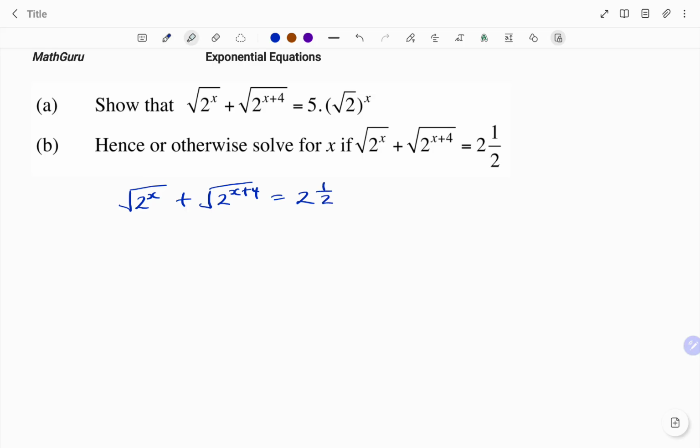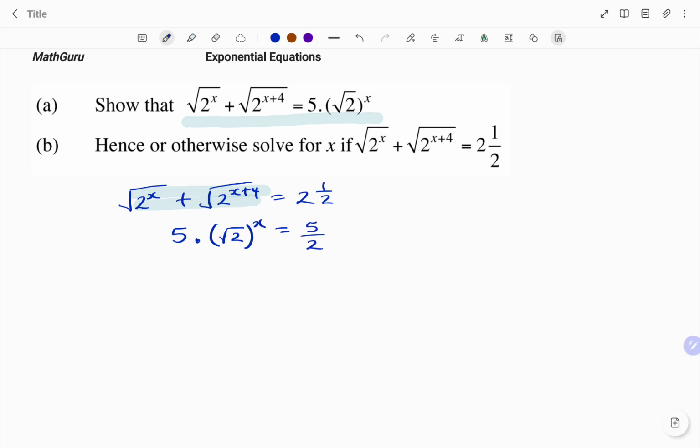Remember, in the first part of the question, I've been able to show that that expression equals 5 times root 2 all to the power of x. So I'm going to replace what I have here with that. So therefore, my left-hand side becomes 5 times root of 2 raised to the power of x equals, I'm going to change 2 1 over 2 to an improper fraction, and that will be 5 over 2.